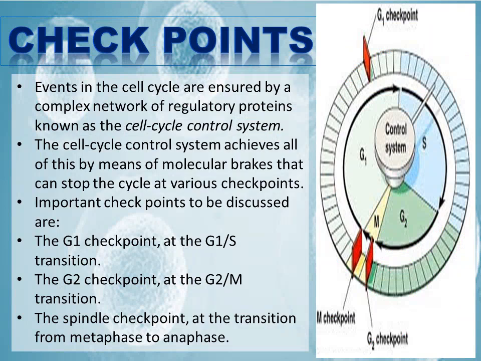Talking about the regulation of the cell cycle in terms of checkpoints. Events in the cell cycle are ensured by a complex network of regulatory proteins known as the cell cycle control system. The cell cycle control system achieves all this by means of molecular brakes that can stop the cell cycle at various checkpoints. Some of the important checkpoints to be discussed here are the G1 checkpoint at the G1/S transition, the G2 checkpoint at the G2/M transition, and the spindle checkpoint at the transition from metaphase to anaphase.